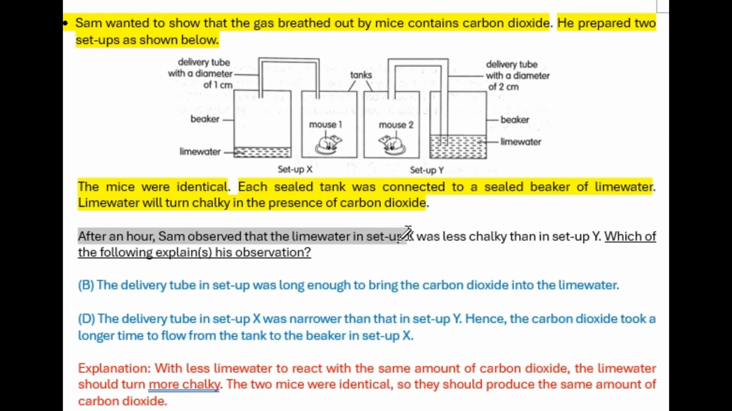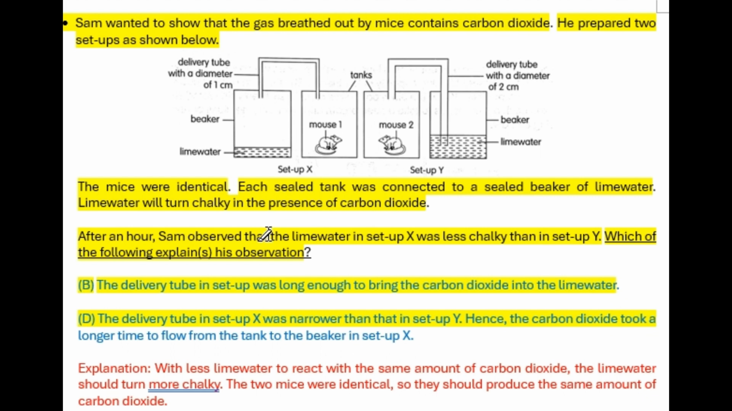After an hour, Sam observed that the lime water in setup X was less chalky than in setup Y. Which of the following explains his observation? B. The delivery tube in setup was long enough to bring the carbon dioxide into the lime water. D. The delivery tube in setup X was narrower than that in setup Y. Hence, the carbon dioxide took a longer time to flow from the tank to the beaker in setup X.